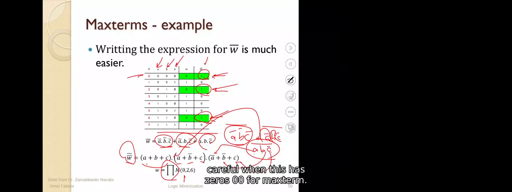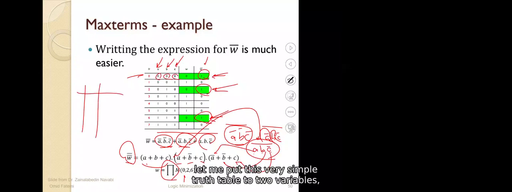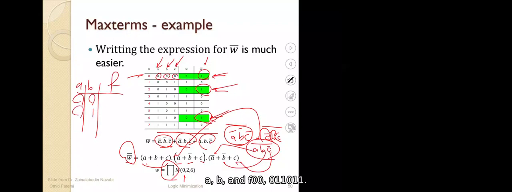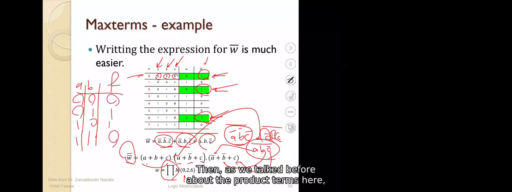Be careful. When this has 0, 0, 0, for maxterm we write A plus B plus C. For minterm we had written A naught dot B naught dot C naught. Here we write A plus B plus C. And you know why? Because if you look at, let's say, a truth table, let me put a very simple truth table, two variables, A, B, and F. So 0, 0, 0, 1, 1, 0, 1, 1. If you look at them, F is 0 here and 0 here, for example, and 1 here.